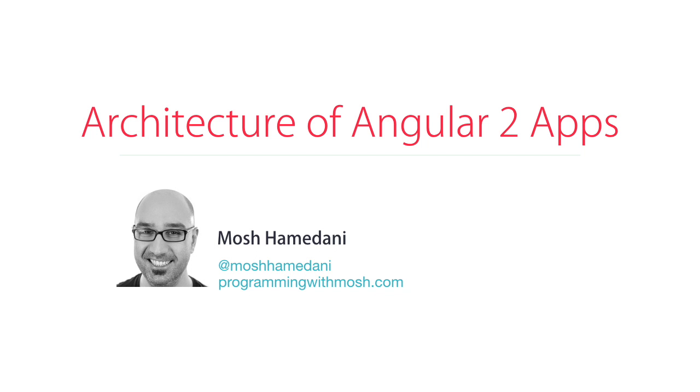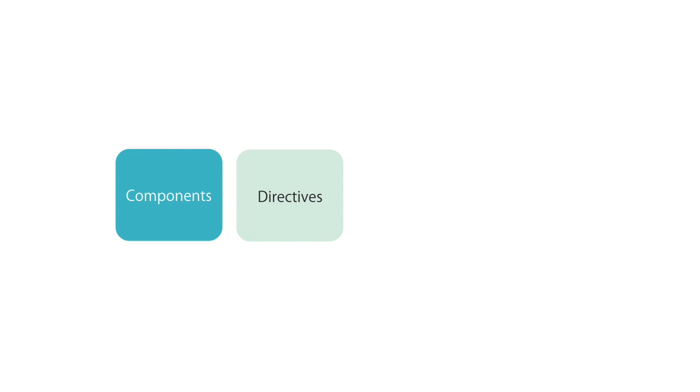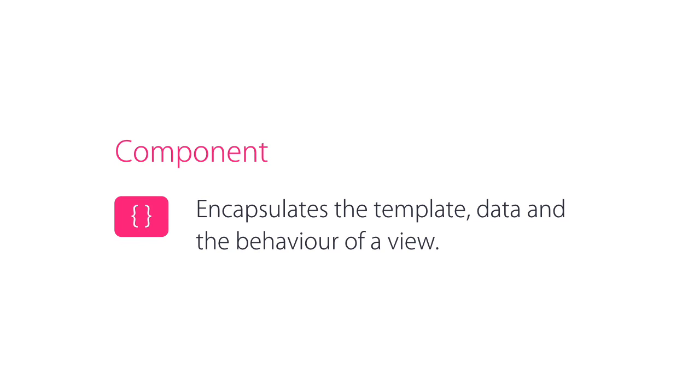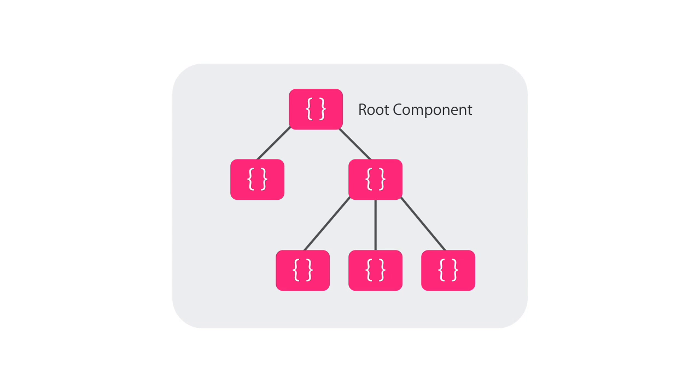In a nutshell, we have 4 key players in an Angular 2 app: components, directives, routers, and services. Let's take a look at each of these building blocks in more detail. At the very core, we have components. A component encapsulates the template, data, and the behavior of a view. So it's more accurate to call it a view component. Every Angular 2 app has at least one component, which we call the root component. But in the real world, an application often consists of tens or hundreds of components.